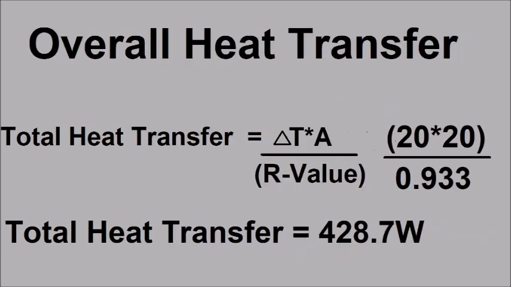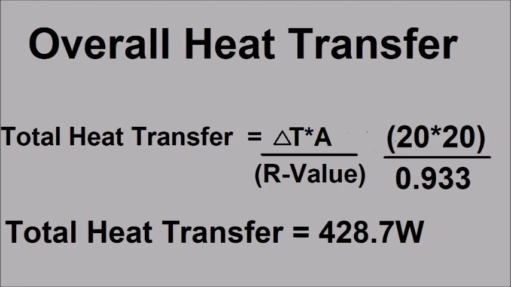We simply multiply the change in temperature times the area and divide by the R value. And since the total R value is 0.933 and the change in temperature is 20 degrees Celsius and the area is 20 meters squared, we multiply 20 times 20 and divide by 0.933 to get 428.7 watts of heat flowing through the wall. This is a very useful term in the real world because determining how much heat is flowing through the walls of a building determines how much heat is needed to put into the building to maintain the difference in temperature.